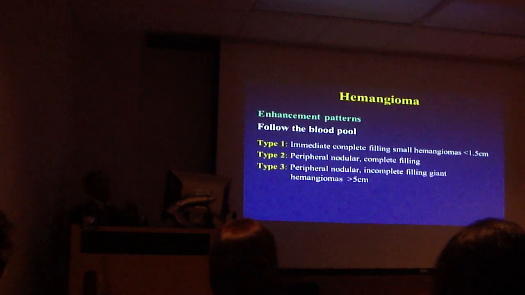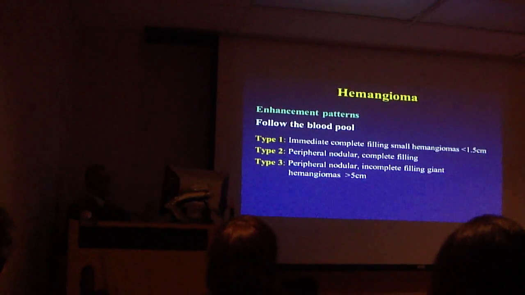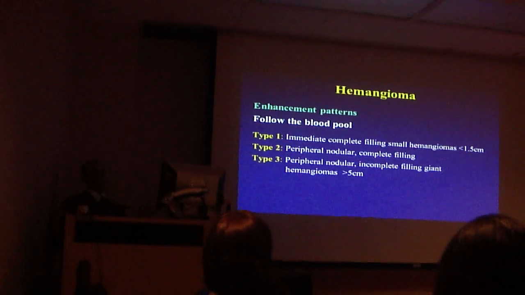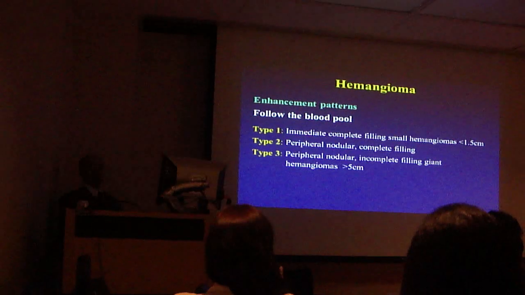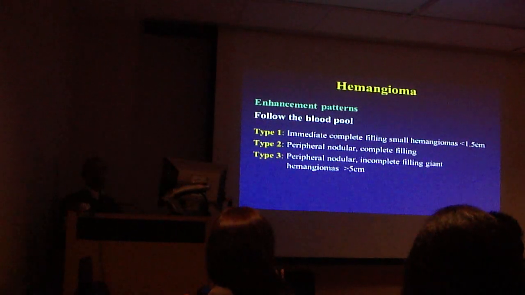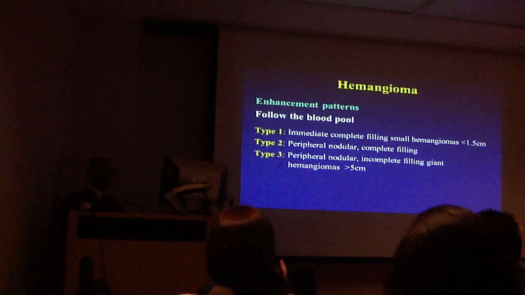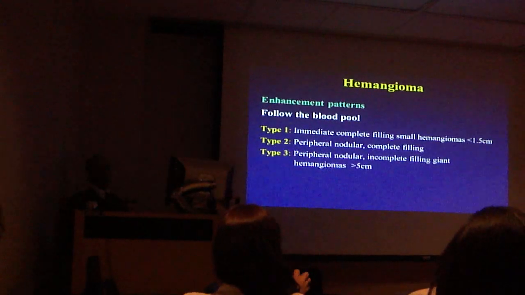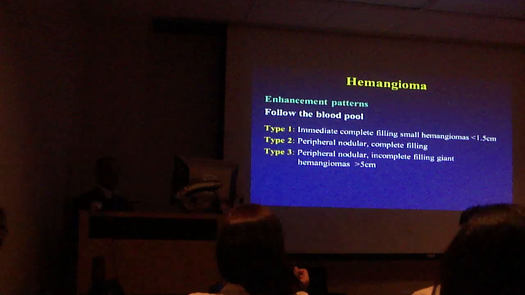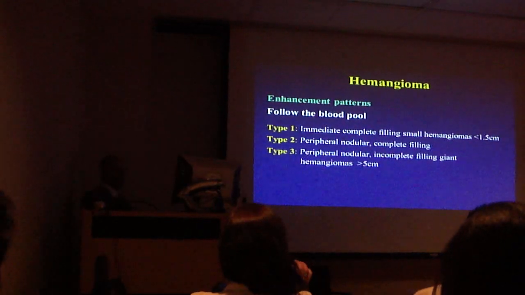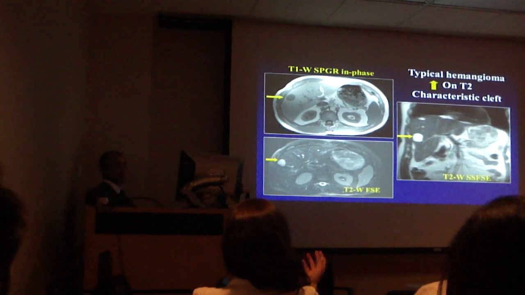Okay, so hemangioma. There are three types. Type 1 demonstrates immediate complete filling, in small hemangiomas less than 1.5 centimeters. Type 2 demonstrates peripheral nodular filling, which if you wait long enough will completely fill in. And type 3 demonstrates peripheral nodular incomplete filling, that is in the case of giant hemangiomas more than 5 centimeters. Okay, so let's look at this lesion.